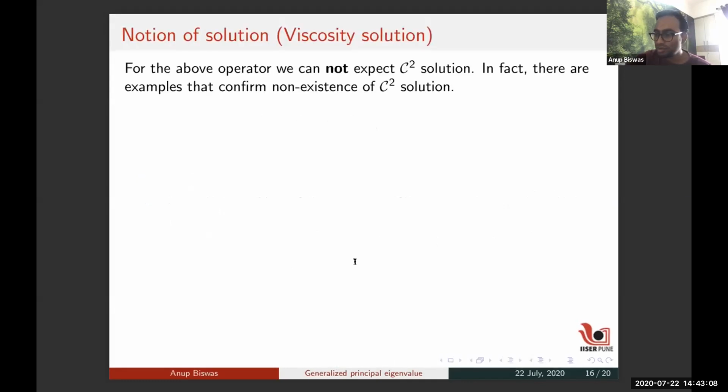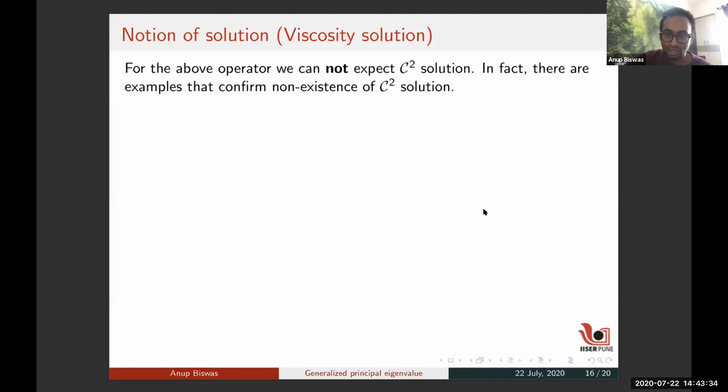Okay, let me go a little fast. Now, as I said, there exists a solution which is not C2. As I said in the slide before, you cannot expect your solutions to be C2. So what is the best notion of solutions? Because of course I cannot give a meaning to this equation in the pointwise sense. So what would be the best way?